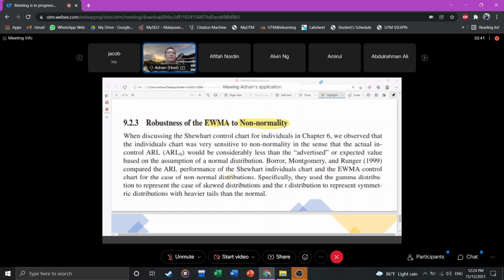As mentioned here, ARL performance of the individual chart and EW control chart for the case of non-normal distribution. This author made a comparison. They use a gamma distribution to represent the skewed distribution and so on.